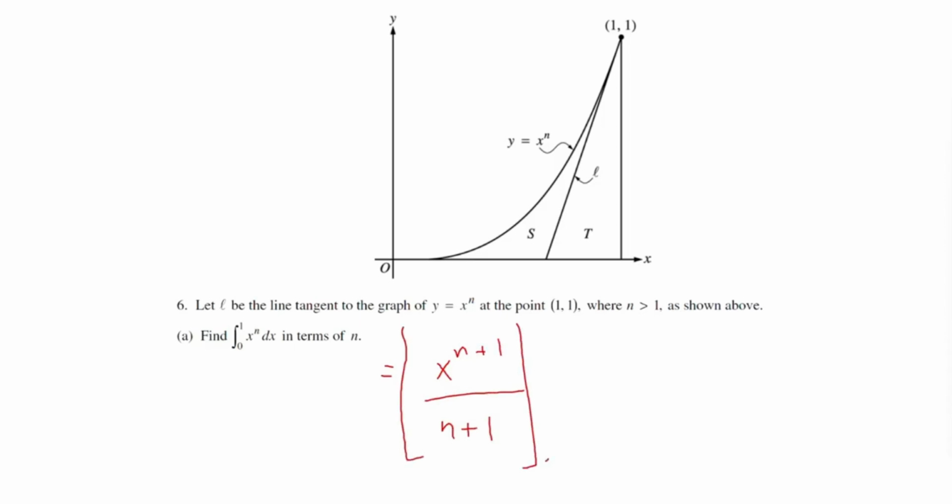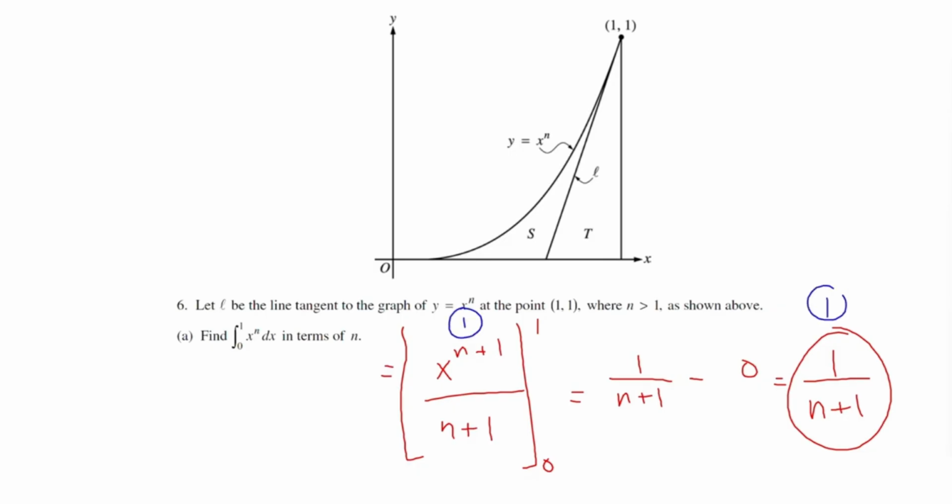And so if we evaluate that from 0 to 1 for our x values, when we plug in 1, we get 1 to the n plus 1, which is 1 over n plus 1. And then minus 0 to the n plus 1, which is just 0. So really, we just get 1 over n plus 1. So pretty straightforward one there. They gave you 2 points for that, 1 for the correct antiderivative and 1 for the correct answer.